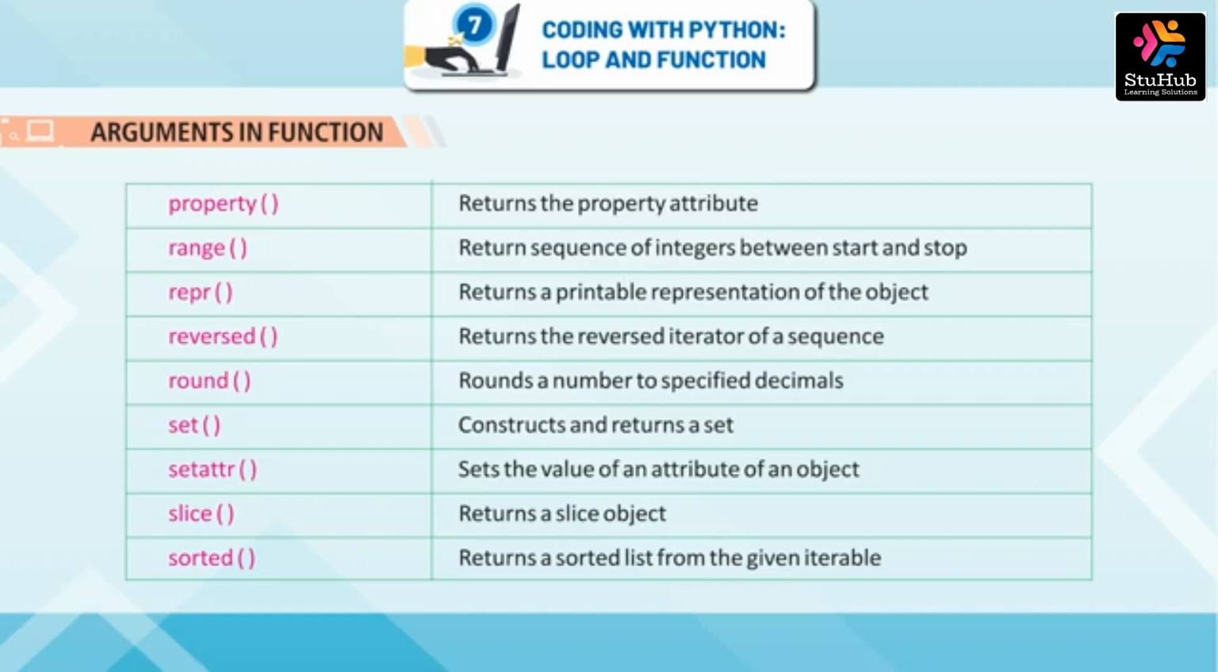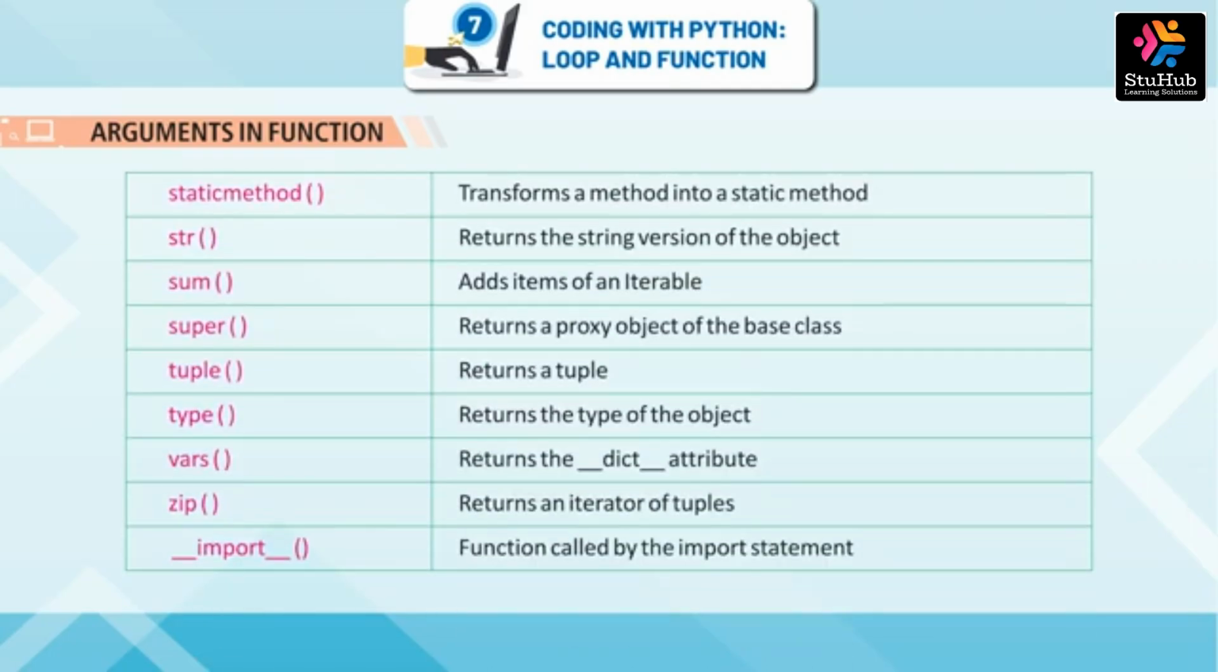set constructs and returns a set. setattr sets the value of an attribute of an object. slice returns a slice object. sorted returns a sorted list from the given iterable. staticmethod transforms a method into a static method. str returns a string version of the object. sum adds the items of an iterable.